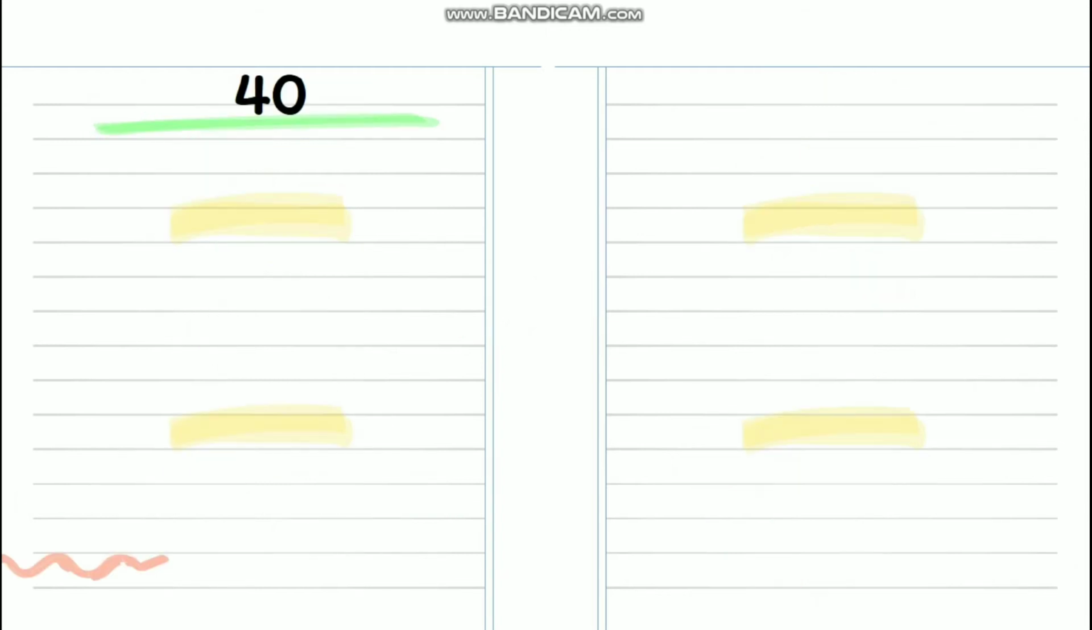Okay, so let's have more examples. Let's have 40. Split it into its factors. So we have 10 and 4. Since 10 and 4 are not prime numbers, we have to split them down.